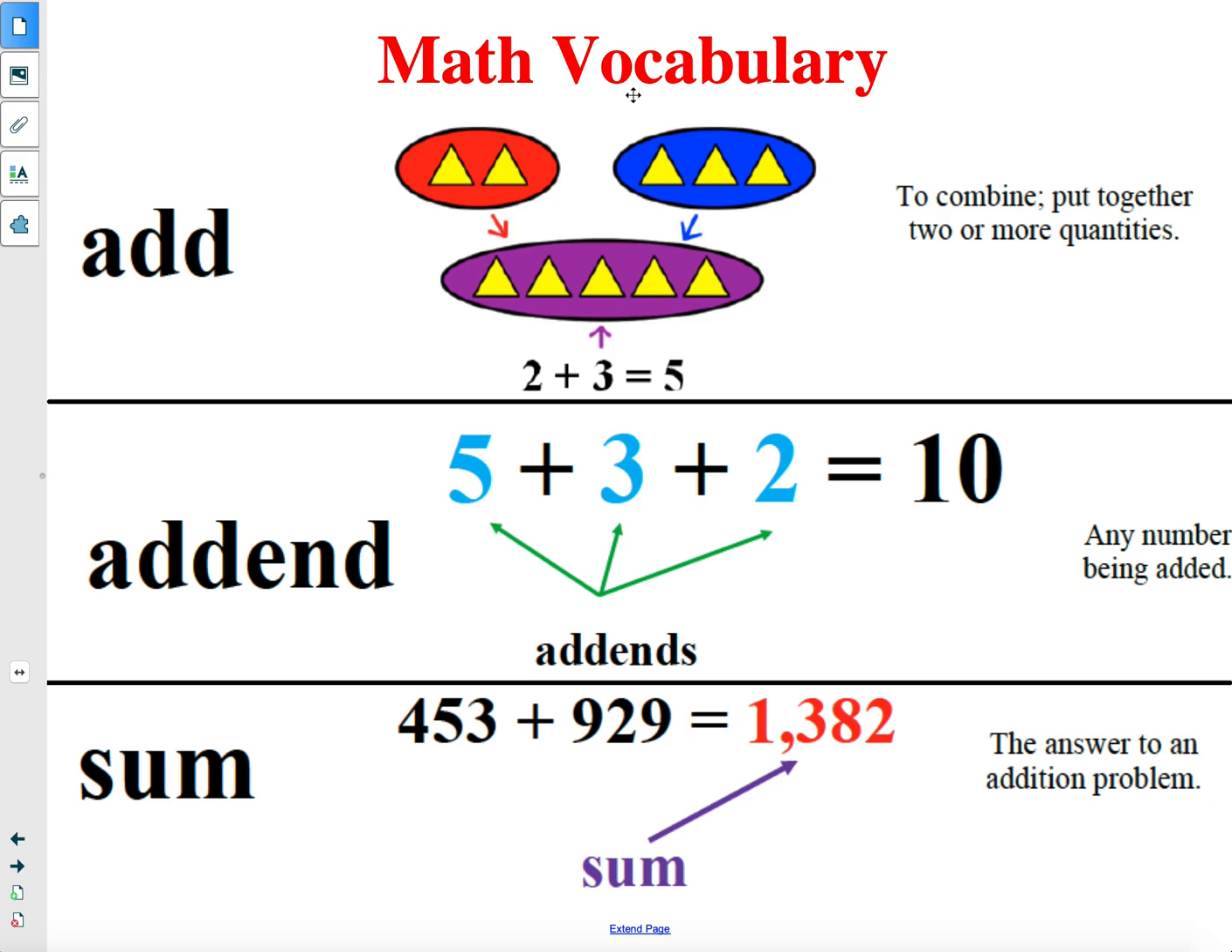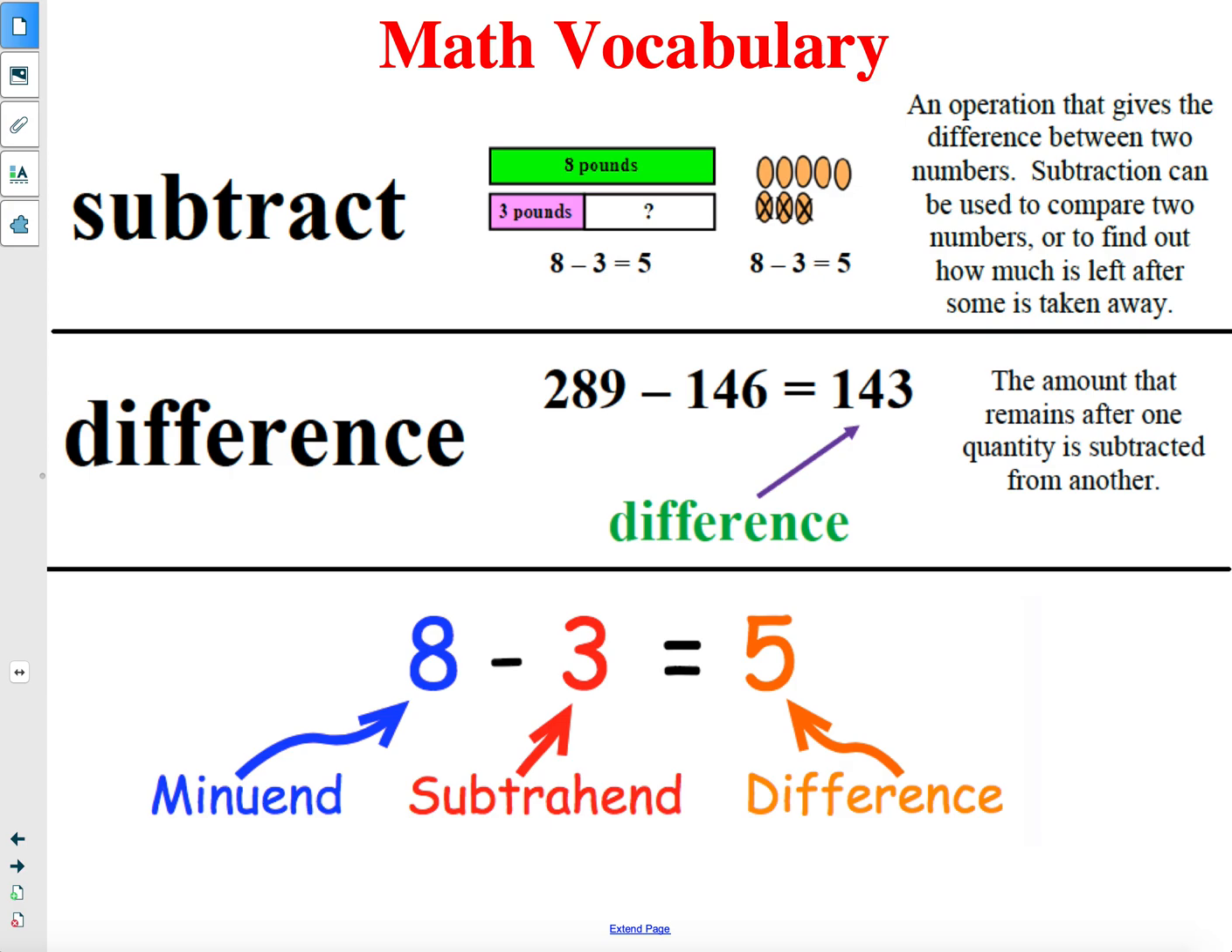So go ahead and pause the video and read over our vocabulary that we've been working with for a few days now. And go ahead and pause again and read these other vocabulary words about subtraction.